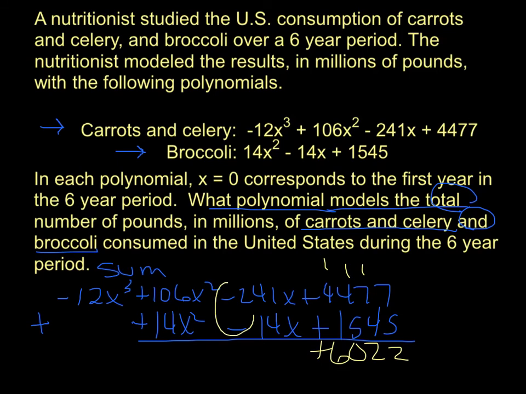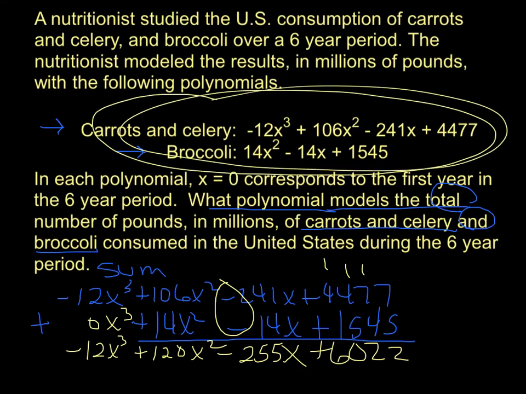Here I'm adding two negatives, so I can just add the numbers and keep it negative. So there's an x, and this gives me 5, 5, and 2. So that's a minus 255x. We got 106 and 14, so that gives me 120x squared. And there is no x cubed, so I can think of it as a 0x cubed being added, so I have a negative 12x cubed at the front. So there is our polynomial that represents the total sum of both of those polynomials together: negative 12x cubed plus 120x squared minus 255x plus 6022.